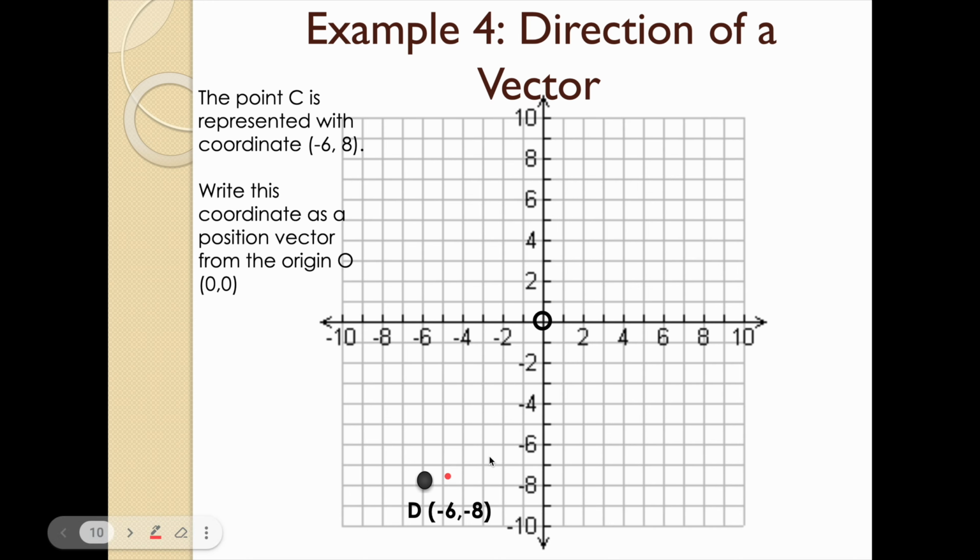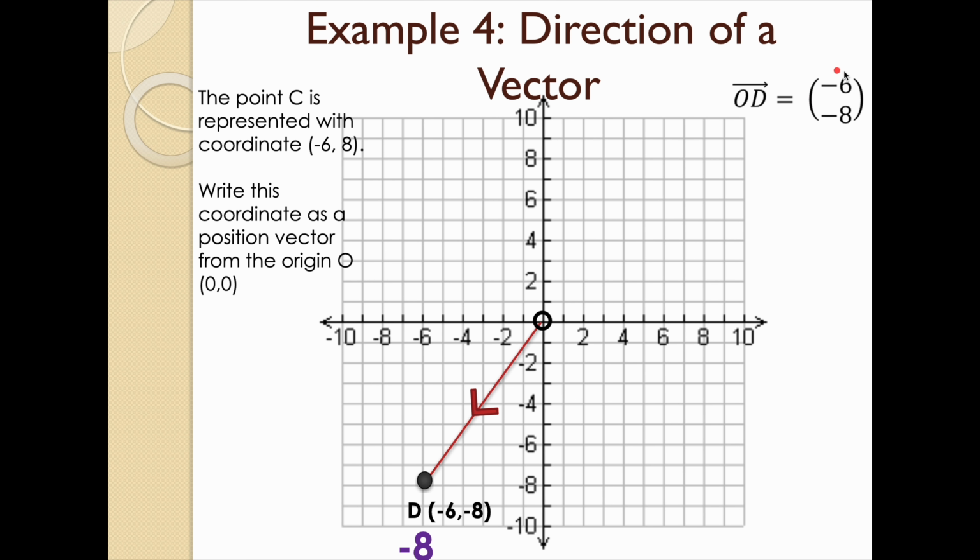Now this last one here. So O to D. In order to get from O to D, I would have to go 6 to the left and then 8 down. So because I'm going left, 6 is going to be negative, and because I'm going down, it's going to be negative 8. All right, so therefore our vector from O to D is negative 6 and negative 8. So negative 6, negative 8.